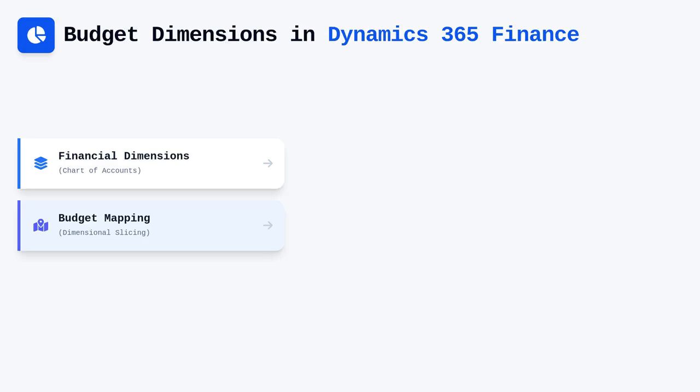The precision of your reporting relies heavily on the establishment of budget dimensions, which allow you to slice your financial data into meaningful segments. In Dynamics 365 Finance, you map these budget dimensions directly to your existing financial dimensions, meaning your budgets are inherently integrated with your chart of accounts.